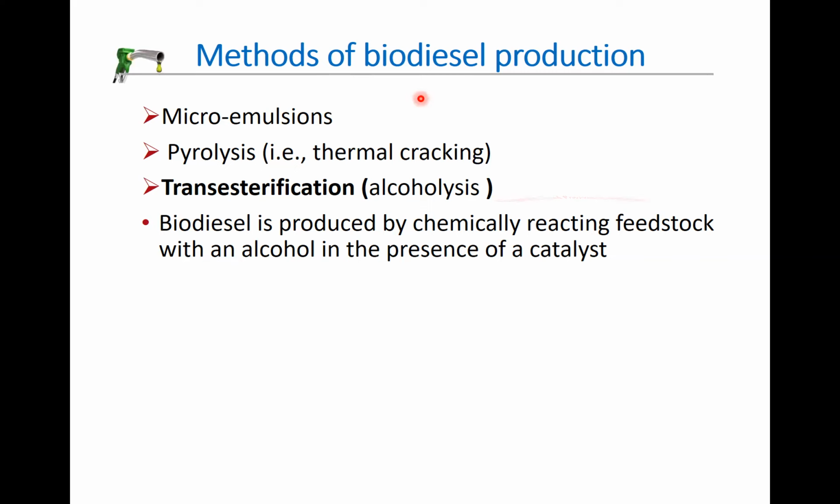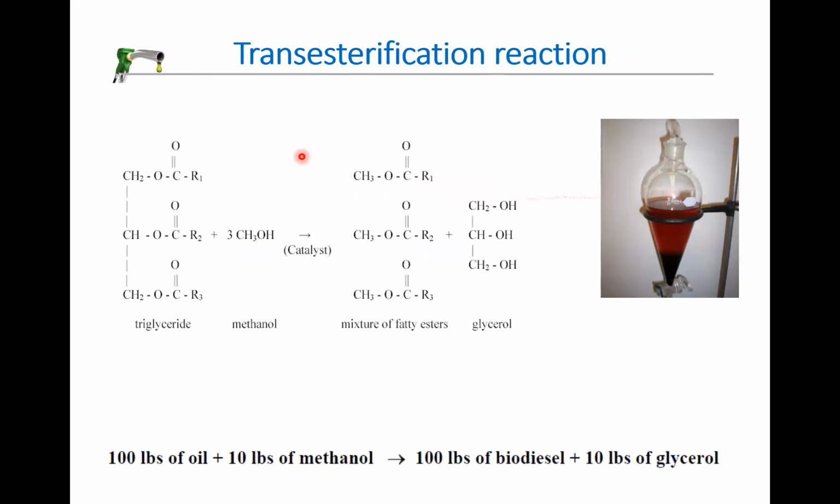And in this transesterification, biodiesel is produced by chemically reacting the feedstock, which is our lipid, with an alcohol in the presence of a catalyst. Why do we do that? So basically, in this transesterification reaction, we have triglyceride, which is this formula, and we react it with alcohol, most likely methanol or maybe others like ethanol. And of course, we have to have a catalyst. This catalyst can be sodium hydroxide or potassium hydroxide, or even others like enzymes can be used as catalyst, among other materials that can be used for speeding up the reaction. What happens here is this triglyceride is reacted with the methanol and produces what they call a mixture of fatty esters, and then the other product is glycerol.